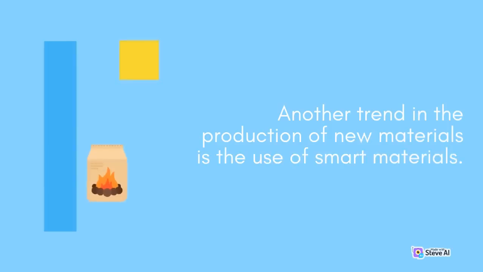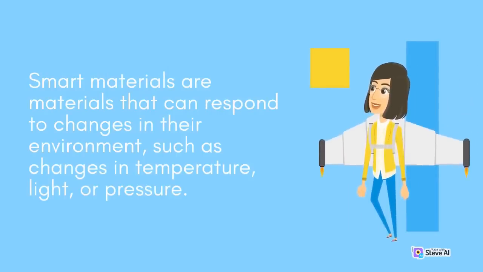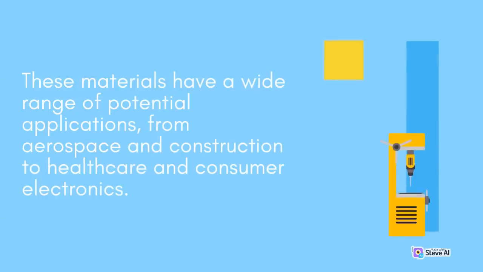Another trend in the production of new materials is the use of smart materials. Smart materials are materials that can respond to changes in their environment, such as changes in temperature, light, or pressure. These materials have a wide range of potential applications, from aerospace and construction to healthcare and consumer electronics.